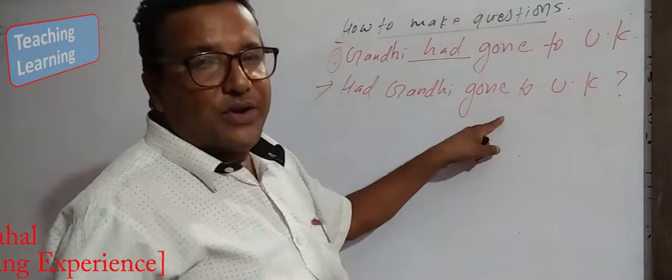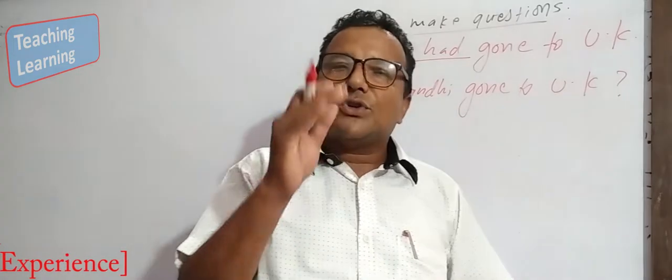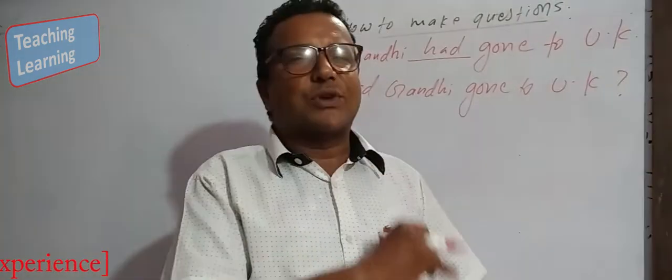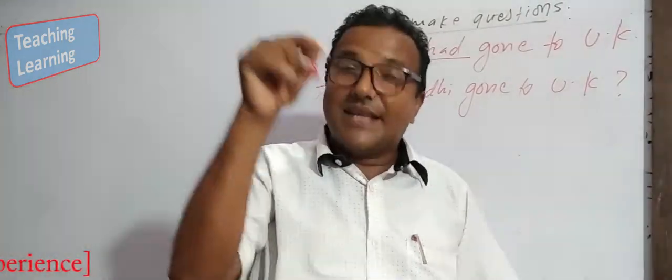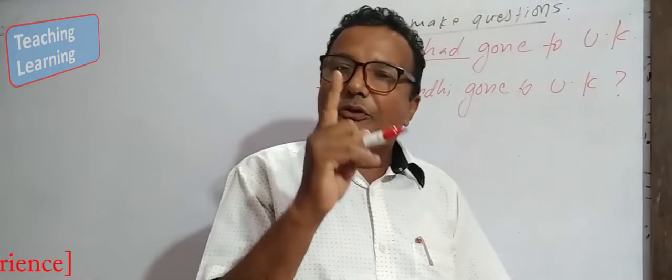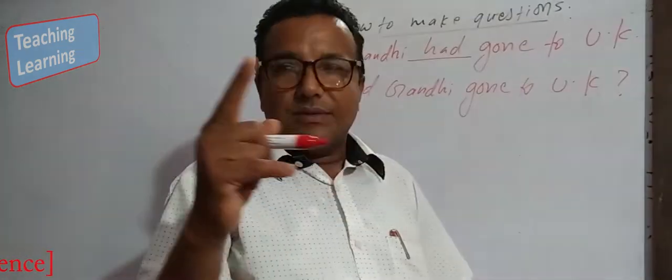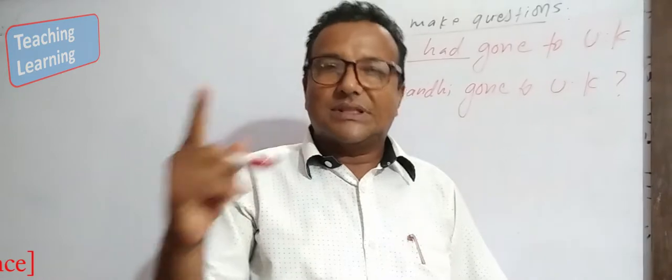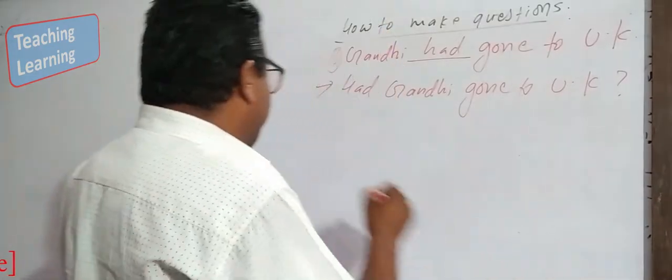This is one rule, same as the negative rules. If there are two or more auxiliary verbs in the sentence, then we should use only the first auxiliary verb at the start of the sentence. Let's see here.